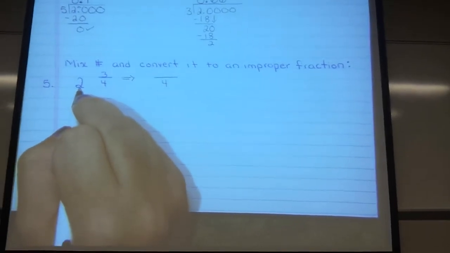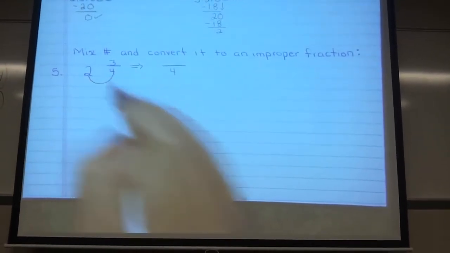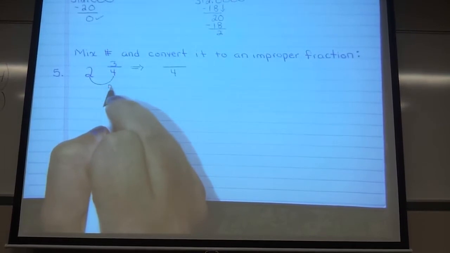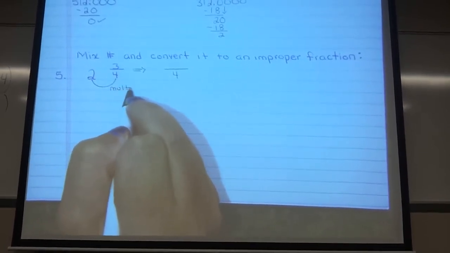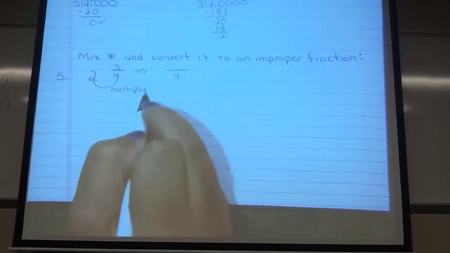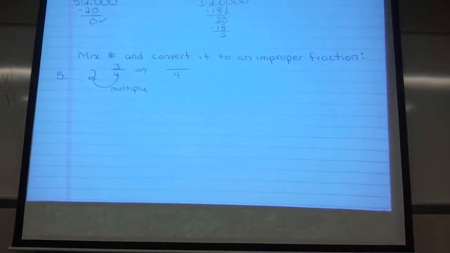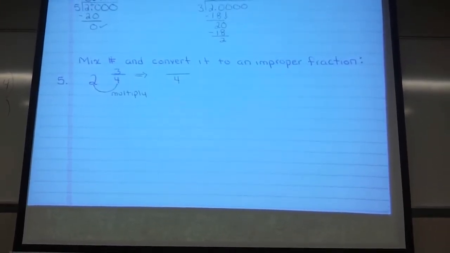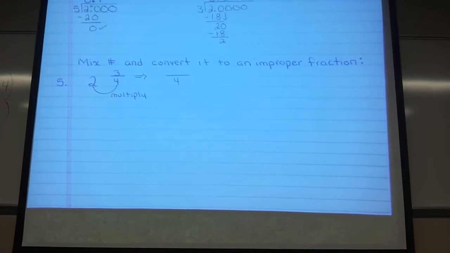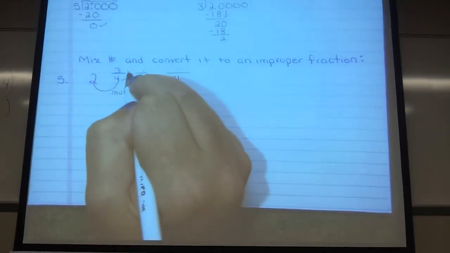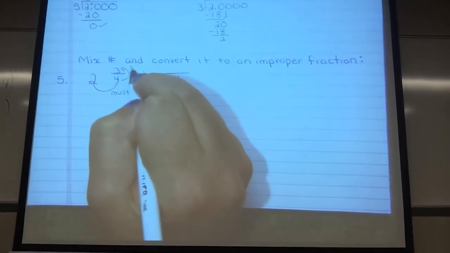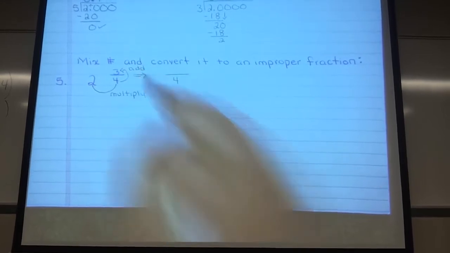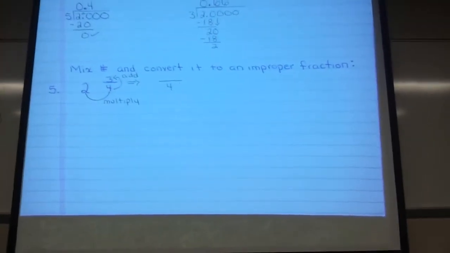You take the whole number, 2, and the denominator, 4, and you're going to multiply them. Plus 3. So you multiply the whole number and the denominator, which is 8. Do you remember what you do after that? Add the 3. So you multiply and then add. Every single time. Multiply, then add.